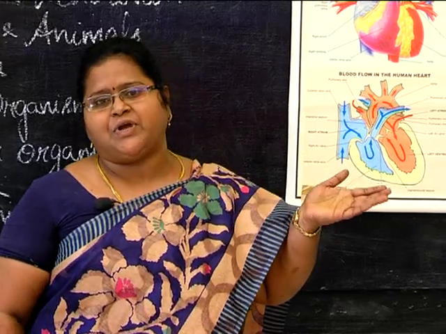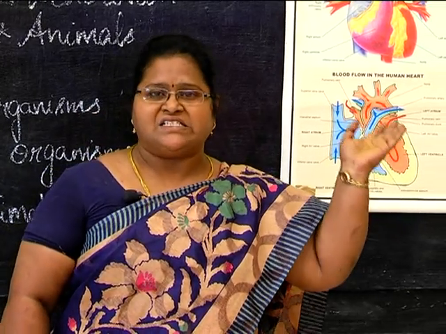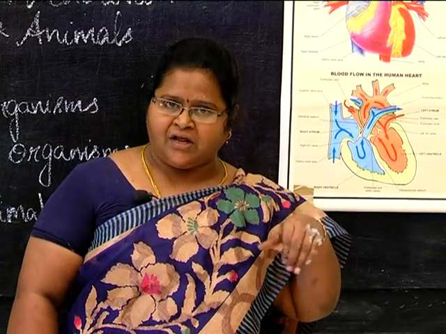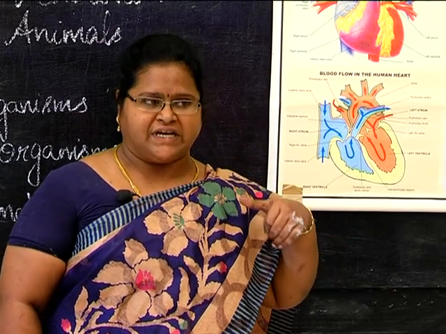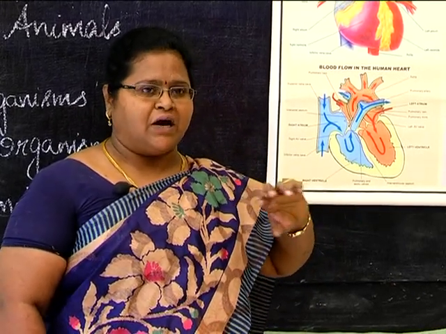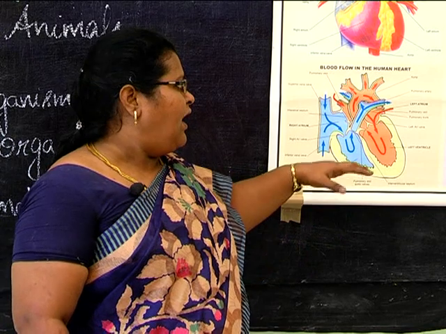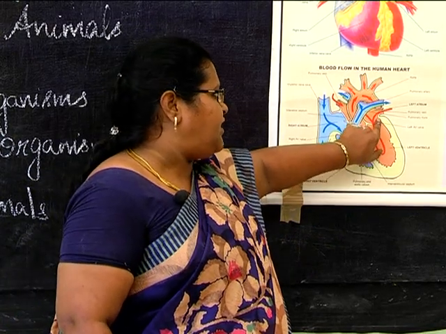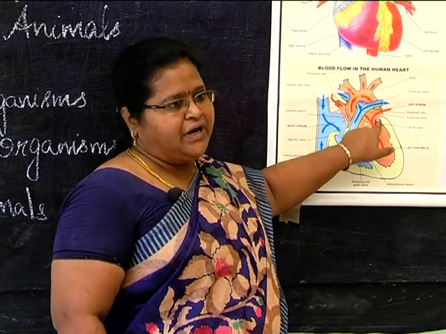The carbon dioxide present in the deoxygenated blood is exhaled out, and during inhalation whatever oxygen is taken in by the lungs gets mixed with the blood, and then enters into the left atrium by means of the pulmonary vein.